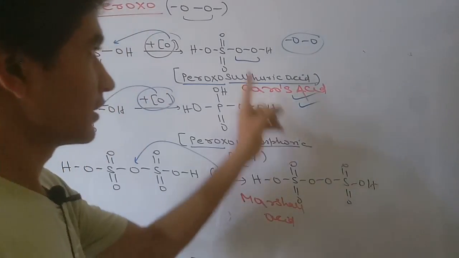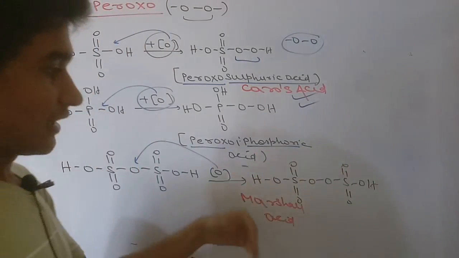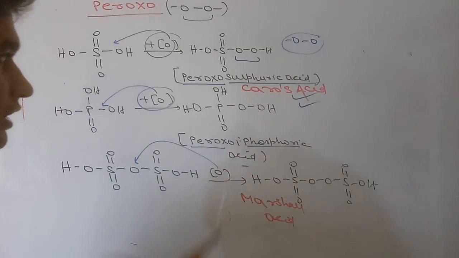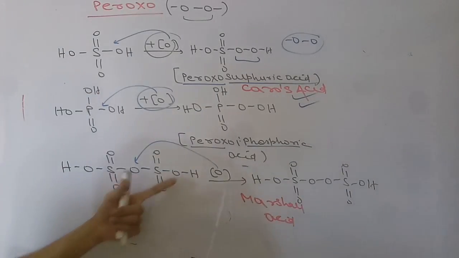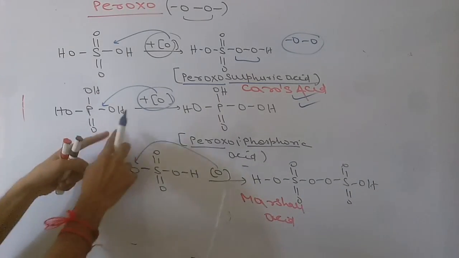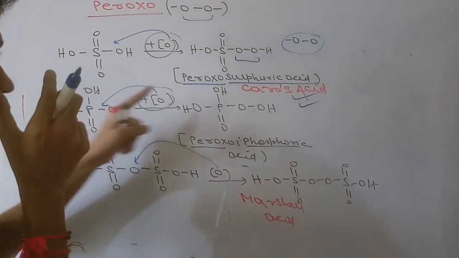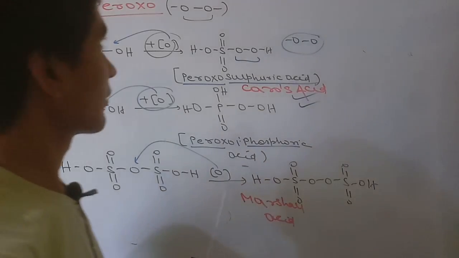Peroxo group is also one, so the name is peroxo disulfuric acid, and its common name is Marshall acid. Its common name is Caro's acid. Okay, so Caro's acid is formed from sulfuric acid and Marshall acid is formed from pyrosulfuric acid. Clear? This is pyrosulfuric acid. So Marshall acid is formed from pyrosulfuric acid and peroxosulfuric acid is formed from sulfuric acid. So this is about your peroxo.